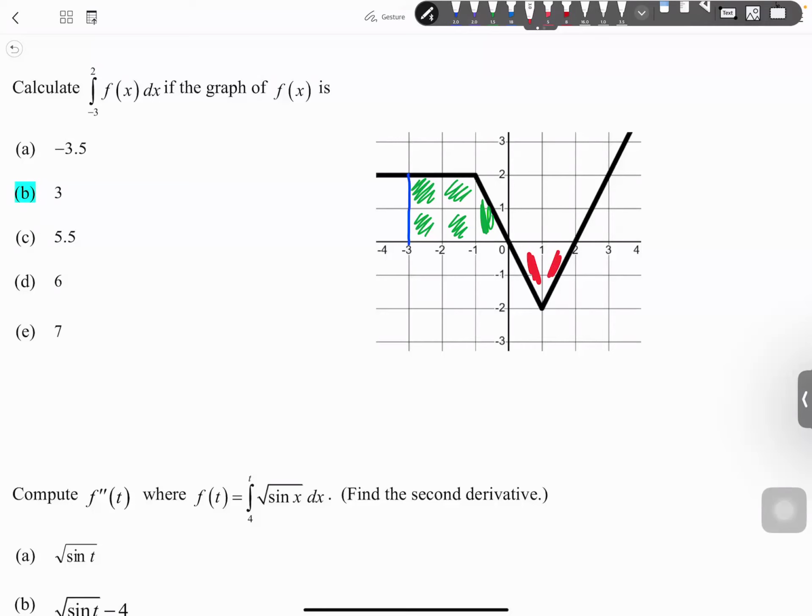All right, so what I have here in total is 1, 2, 3, 4, 5. I got 5 positive, and I've got 2 negative, right? Do y'all see that? We're literally just counting squares. So this gives me a total area of 3. Answer B.